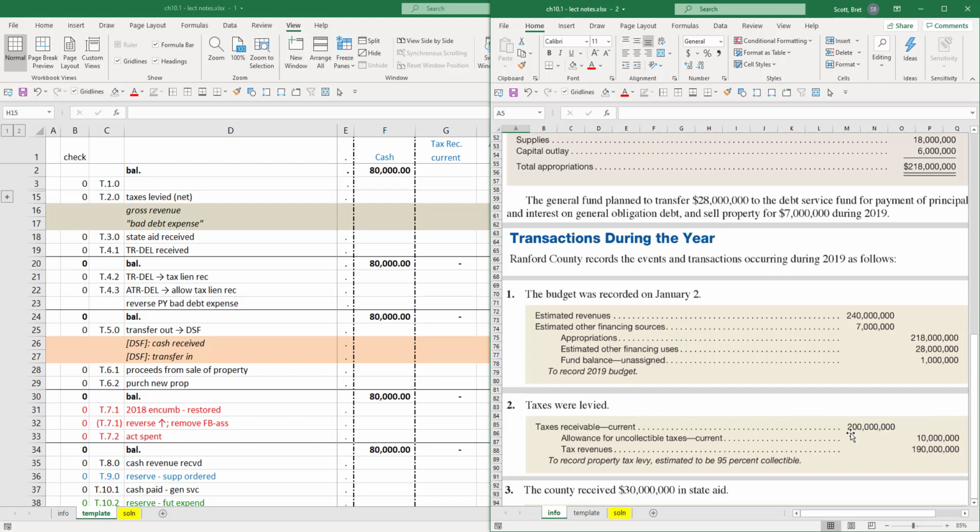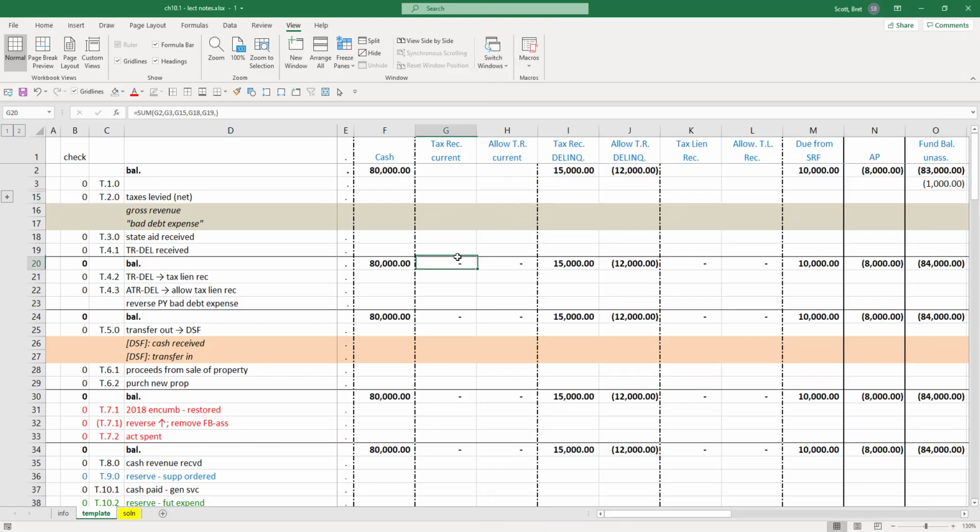We've levied 200 million of those taxes, and we're going to go ahead and acknowledge that 10 million of that we might not collect. So total net tax revenue is 190. And that's net tax revenue. It's gross tax of 200 million minus 10 of what we would consider normally bad debt expense. But we just net it all into the tax revenue account.